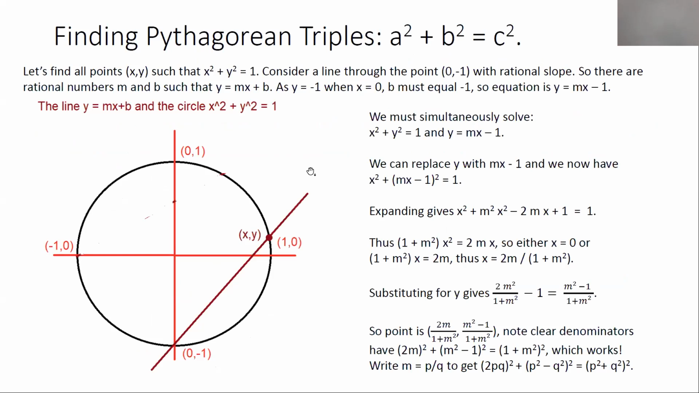And so we must solve two equations. X squared plus y squared equals 1. That's the equation of what object? The circle. And we must solve y equals mx minus 1. So if you look over here, the y-intercept is -1.